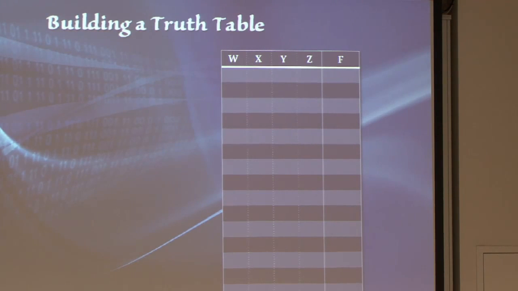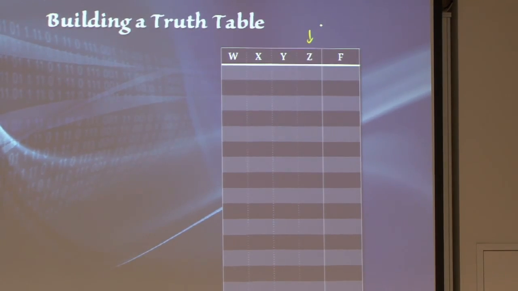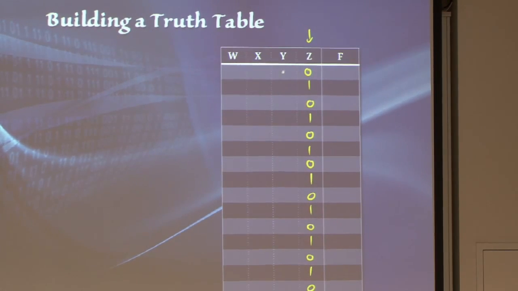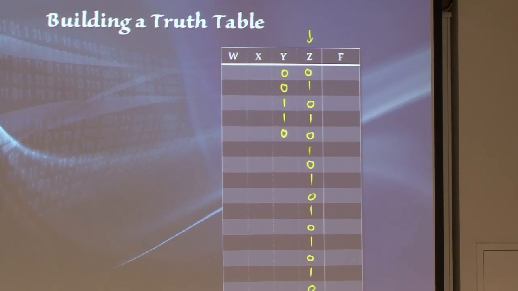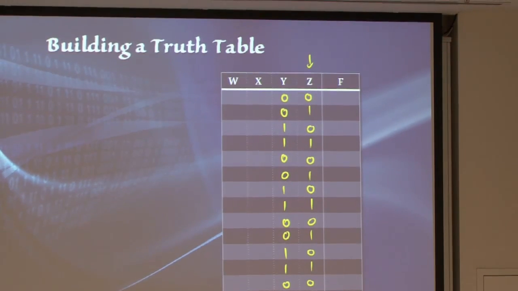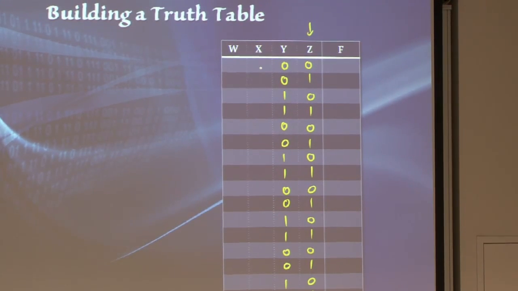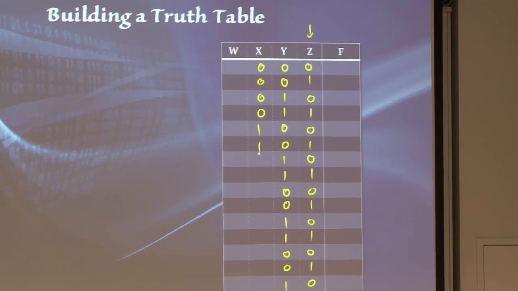Another quick way of doing this is to go column by column, starting with the least significant bit. So I'll start with column Z, and I'll just alternate between 0, 1, 0, 1, 0, 1. Then I'll go to the next significant column, and I fill it up alternating, but now I'll have 2 zeros, 2 ones: 0, 0, 1, 1. On the same logic, I'll continue to the next significant column, and I'll have 4 zeros and 4 ones.